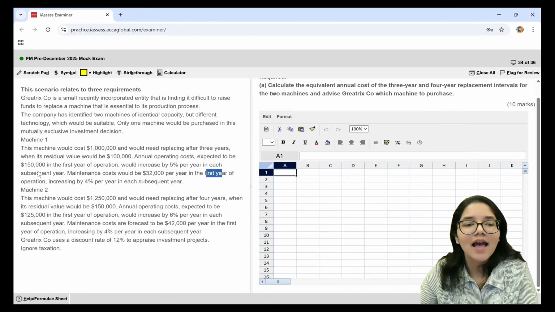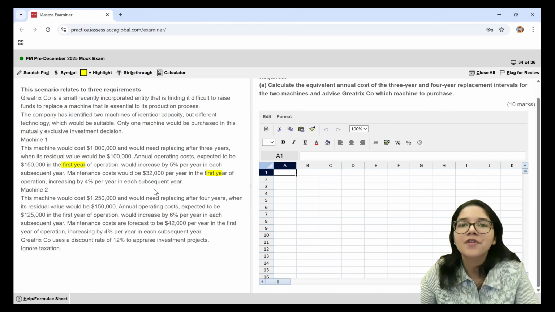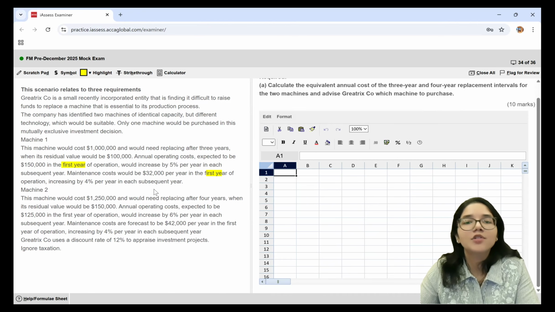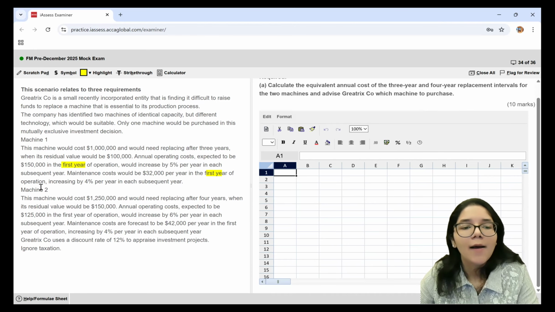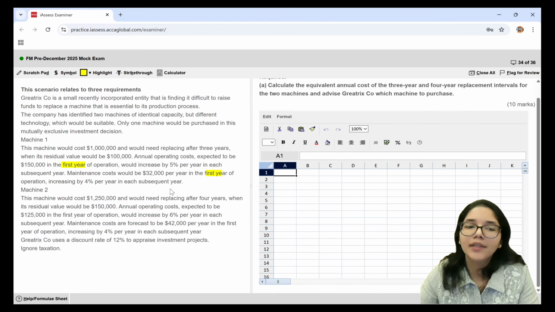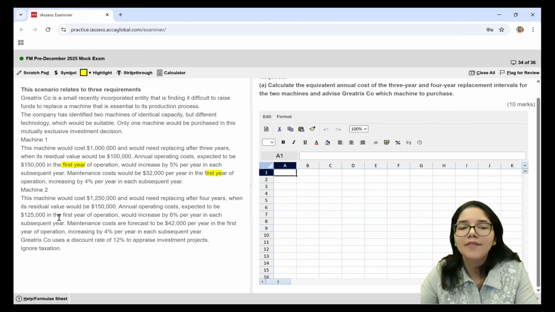So again, guys, have a look here. They are telling you again and again, this is the cost of the first year itself. This is something which we will take care of when we are doing our calculations. Increasing by 4% per year in each subsequent year. Then we have information with respect to machine 2 given to us.